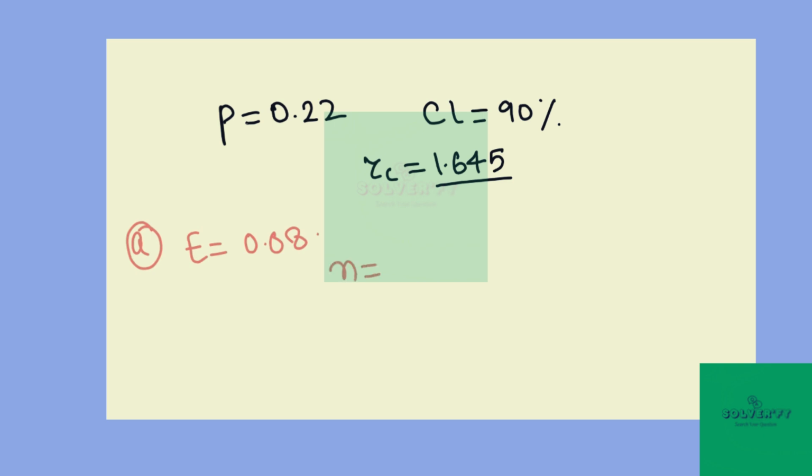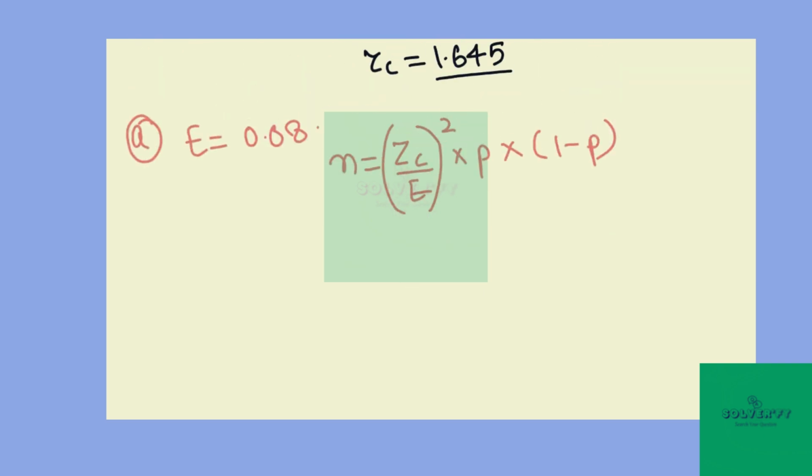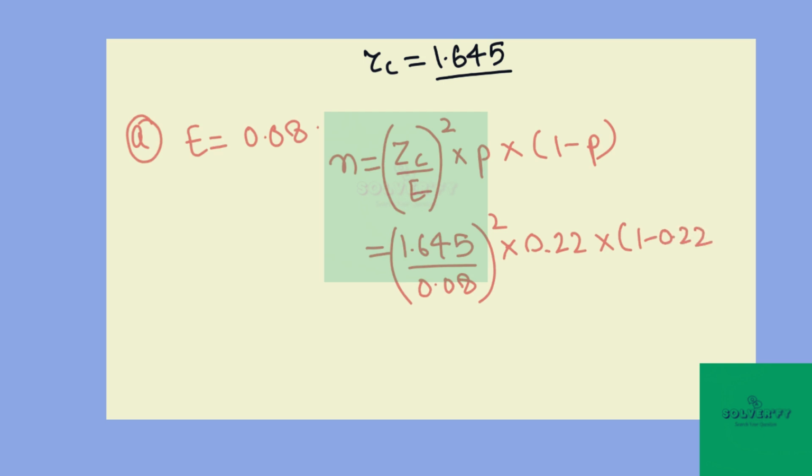So the sample size is computed by the formula, that is (critical value upon margin of error) whole squared into P into 1 minus P, right? So this will be equal to (1.645 upon 0.08) whole squared into 0.22 into 1 minus 0.22. So this is 72.5552953, that is approximately equal to 73, right?